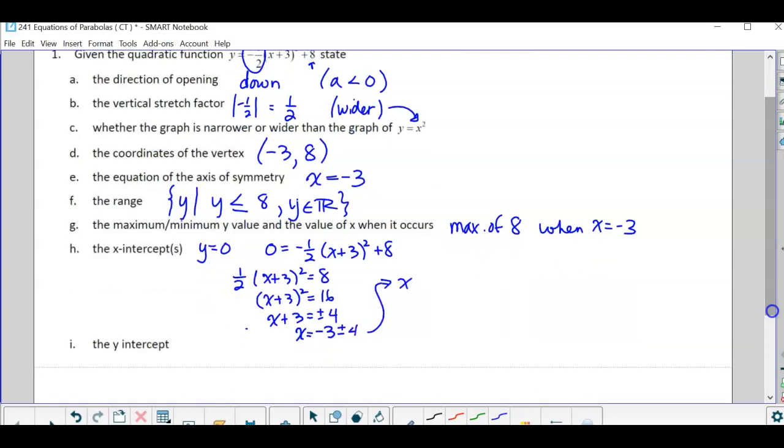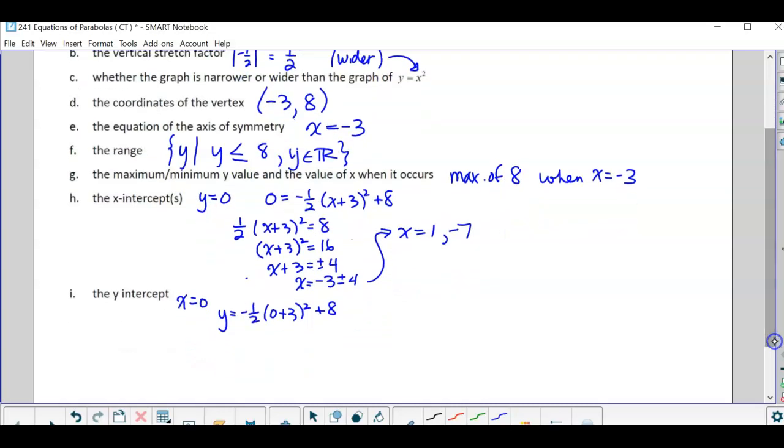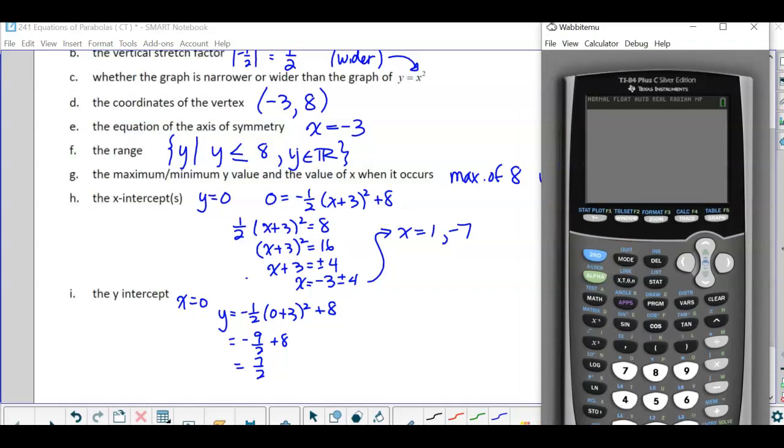So what does that end up being? That could be negative 3 plus 4 is 1. Negative 3 minus 4 is negative 7. Y-intercept, oops, that's just when x is 0. So that's going to be y equals negative 1/2 (0 plus 3) squared plus 8. So that's going to be negative 9 over 2 plus 8. 16 minus 9 is 7 over 2. Okay. Now, let's graph it.